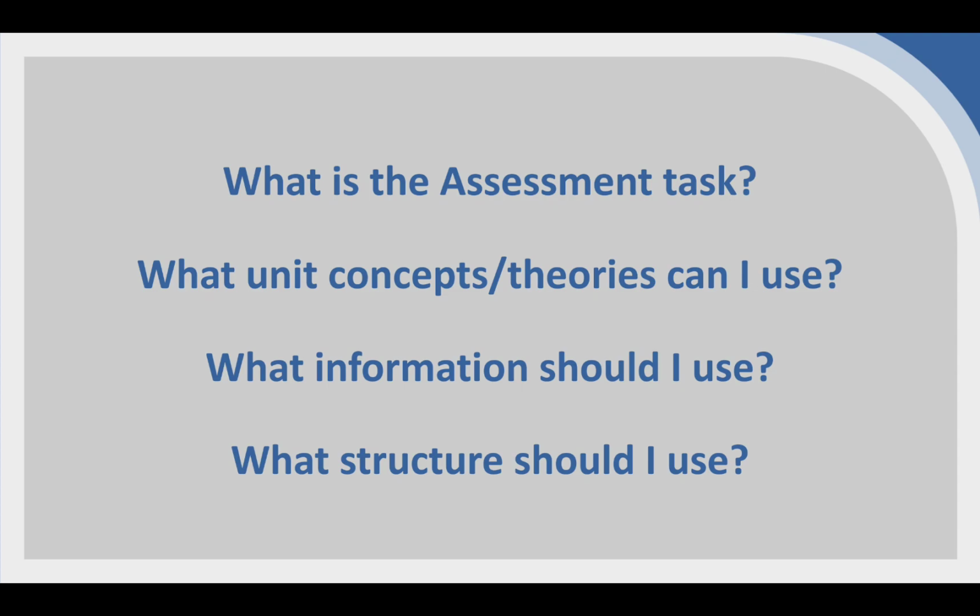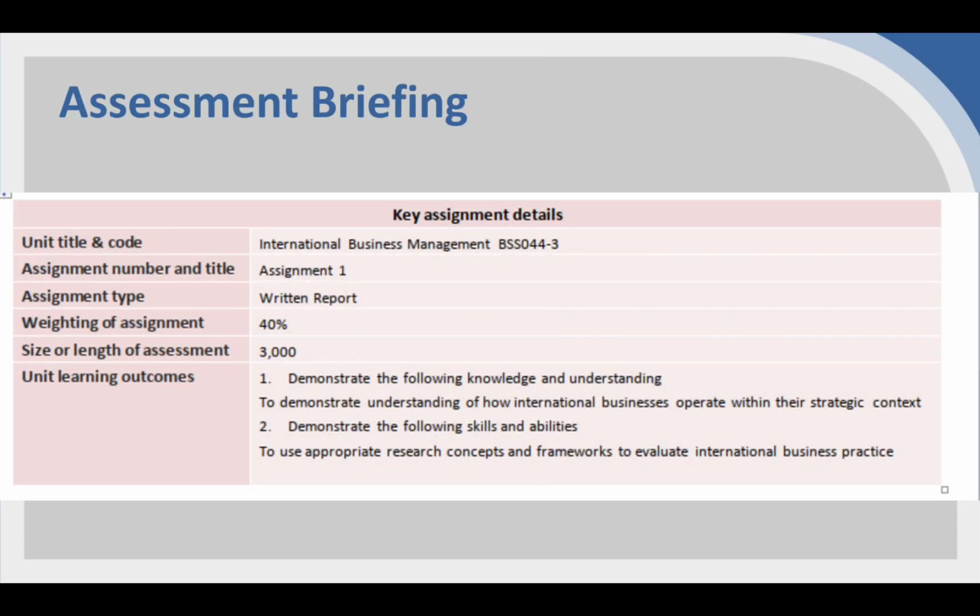If we start with the assignment task itself, it is a written report, a formal business report. It's worth 40% of your unit grade overall, and the assignment length is 3,000 words, plus or minus 10%, as is usual within the university. So you have a maximum word count of 3,300 words with your additional 10%. We're aiming to demonstrate both understanding of international business operations as well as being able to use research concepts and frameworks to evaluate practice.